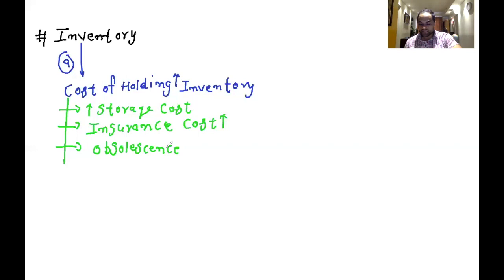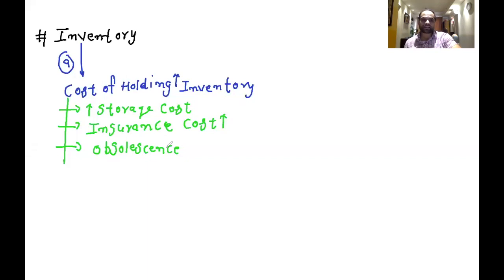Another example is maybe your inventory is damaged because your storage system is not so good, or your ventilation system is not so good. And a more practical example is, let's say, mice. They eat your raw material. Anything that belongs to food items could be damaged. That could be obsolescence. So that leads to an increase in inventory cost. As a result, company profitability may be affected.